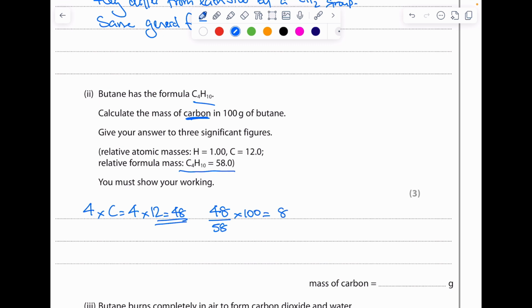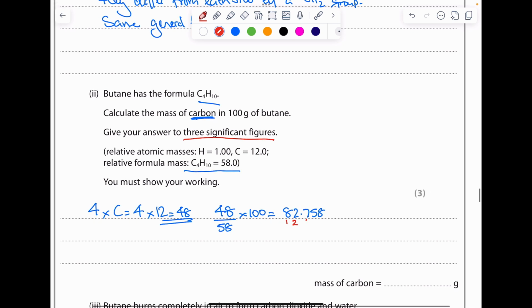I'm getting an answer here of 82.758, so on, so on, so on. The question says, and be careful, 3 significant figures. So 1, 2, 3, 4. Because this one here is 5 or greater, then what I'm going to do is add 1 to that 7, so that's going to become 82.8. There's 3 marks in here, so I've got 1 mark for giving it as 3 significant figures. I've got 1 mark in here for doing 48 divided by 58, and then another mark for timesing it by 100.